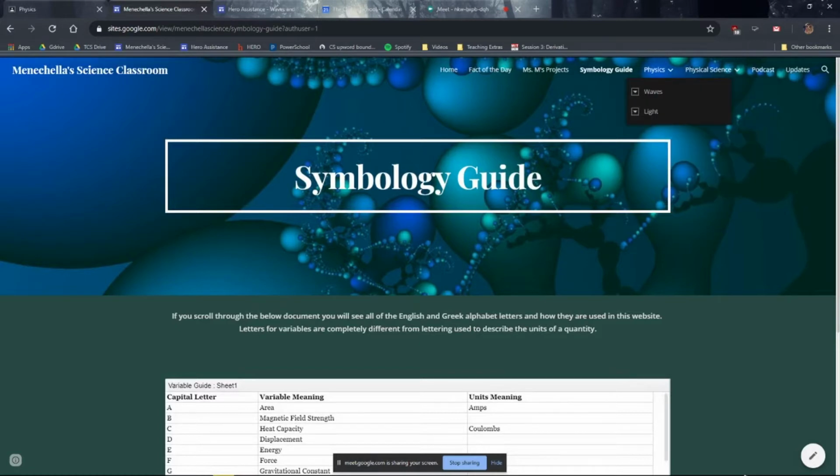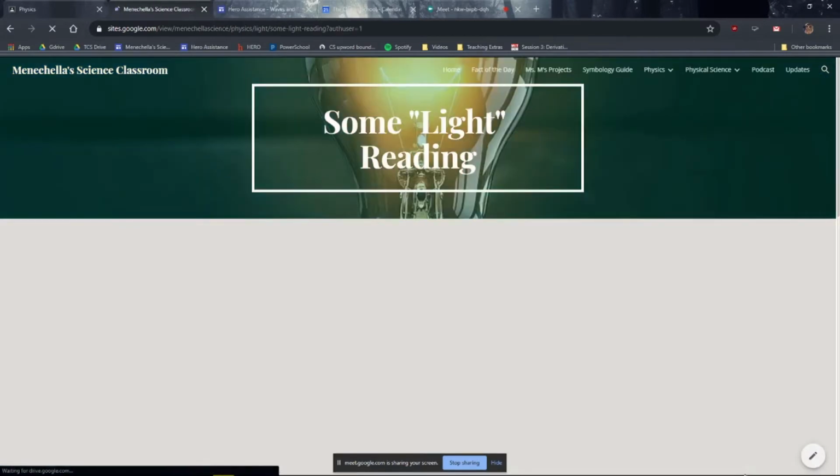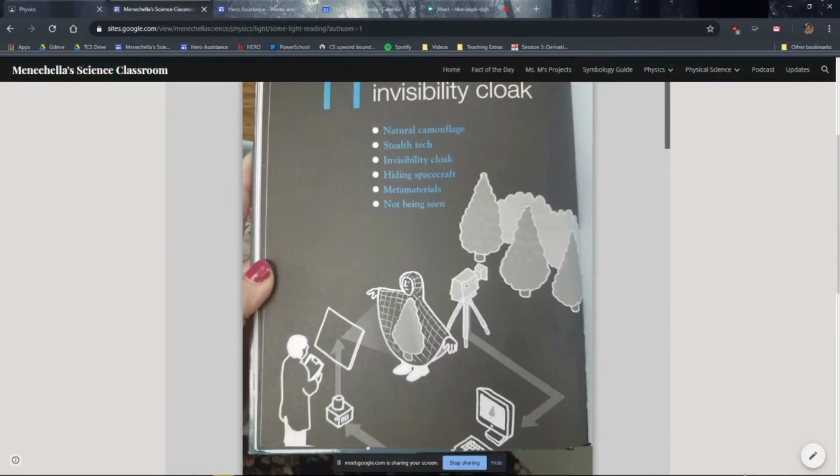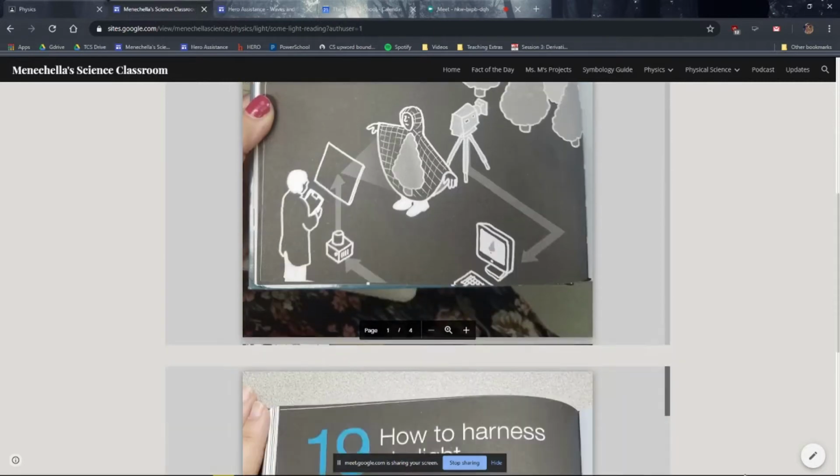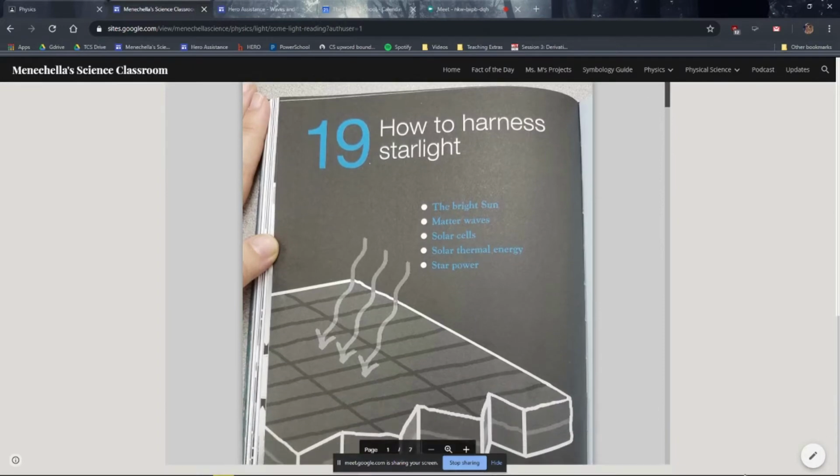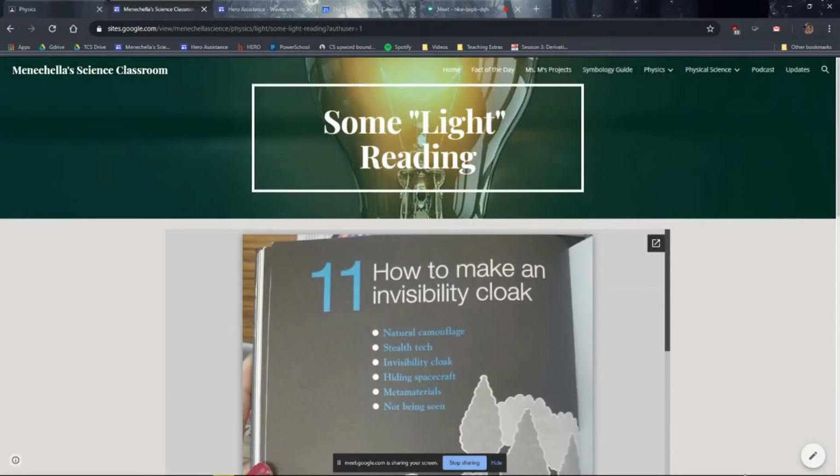Right now, if we go under the physics tab, we are in the unit of light. This is me trying to be punny again, some light reading. This is from my, what's that book called? I have it right here, Physics Without the Boring Bits. I took some scans of some of the more interesting ones if you guys want to read those.